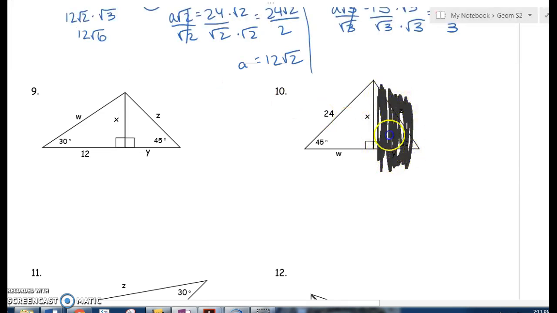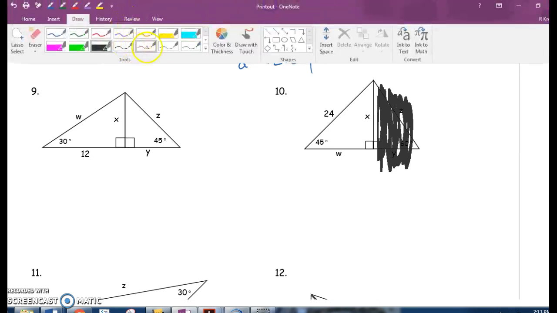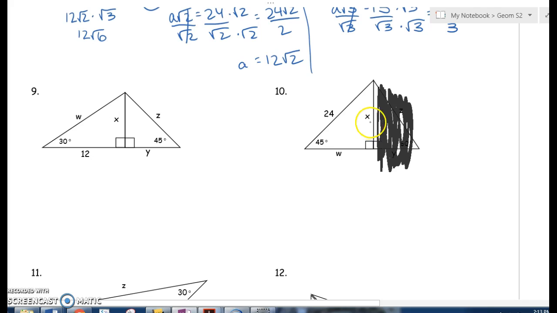I've got an X and a W that I can find. What I'm going to do is label my sides with what I know. So across from the 45s are both A, and then across from the 90 is A root 2. So I know that A root 2 is equal to 24. I need to solve for A, and then I'll have those two sides.